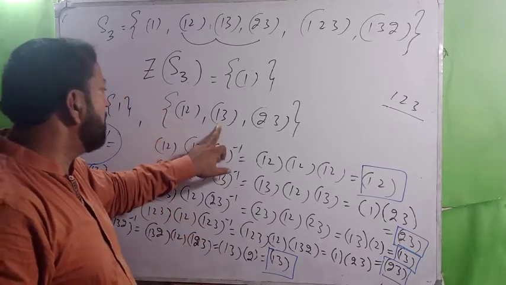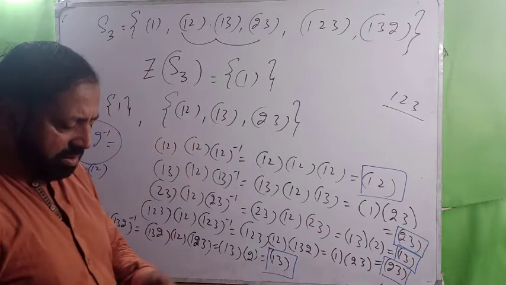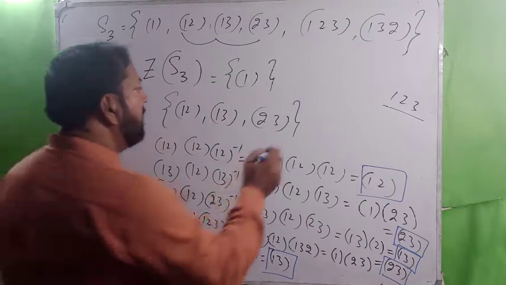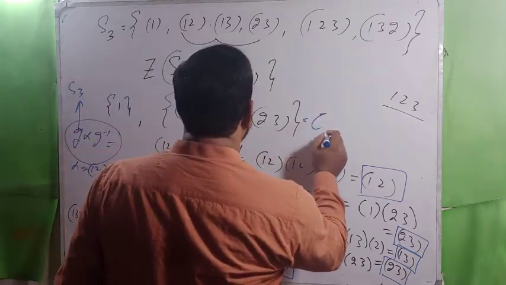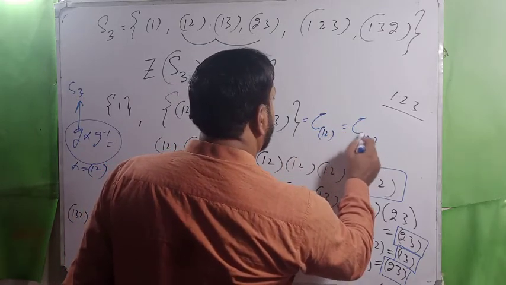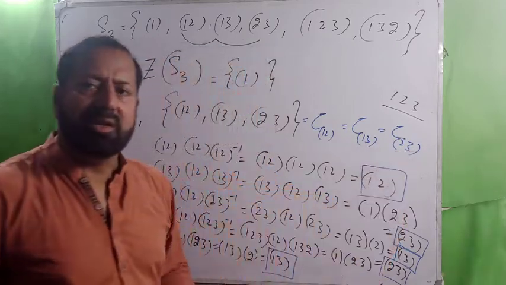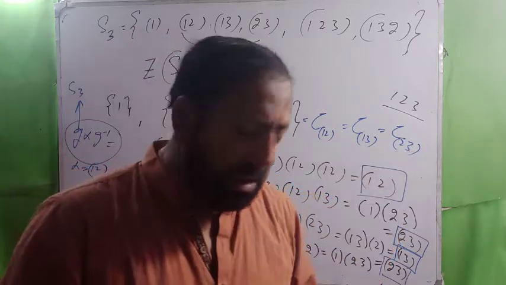This is also the conjugacy class of (1 3). This is also the conjugacy class of (2 3). So you can write this as well: this is in fact C(1 2), also you can say C(1 3), also you can say C(2 3). So these three classes are identical. Right.